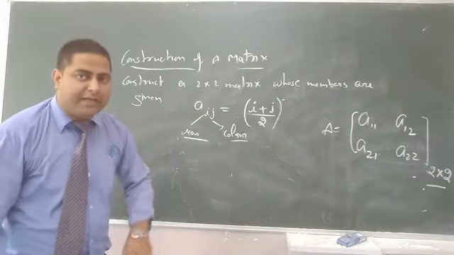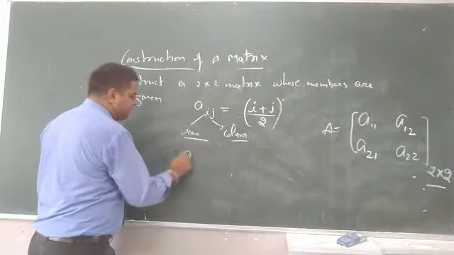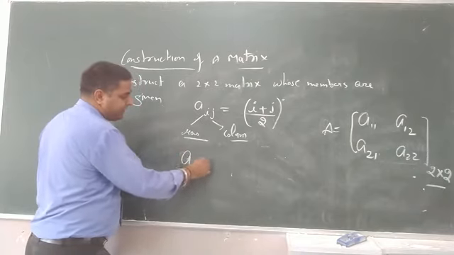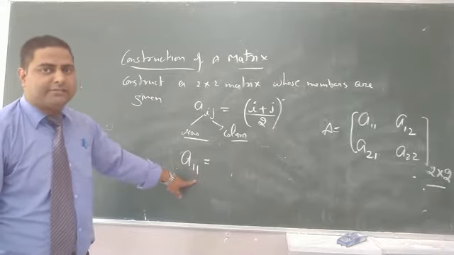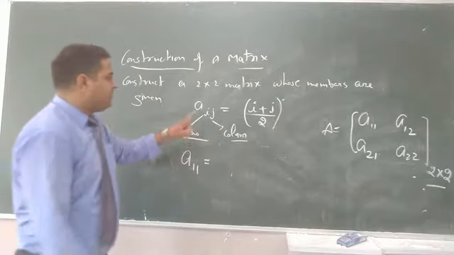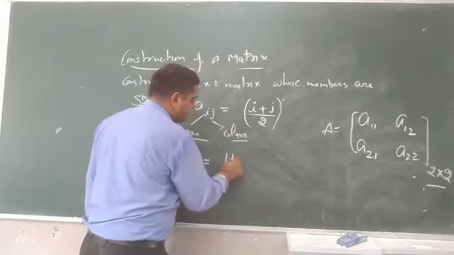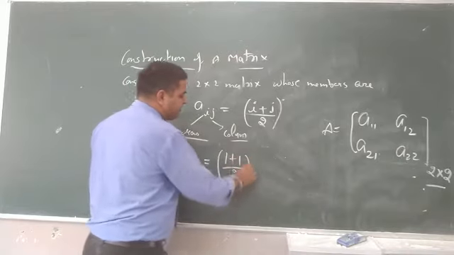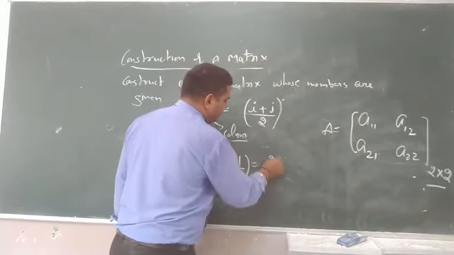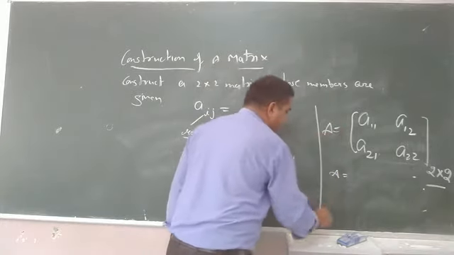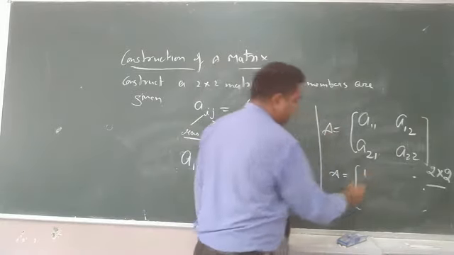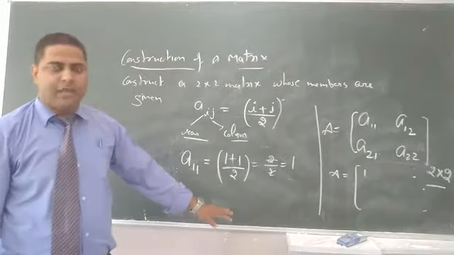Now, when we find the first member, that is A11, it means i is 1, j is also 1. So what do we get? 1 plus 1 divided by 2. So it's 2 divided by 2, which is 1. It means in matrix A, the first member is 1. Right?